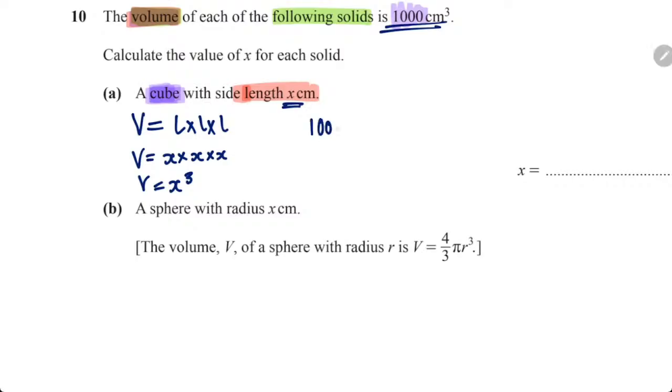1000 is equal to X cubed, because they say the volume is 1000 for all solids. Now what do you take? The power of 3, because you want X. You take it to the other side. It will become cube root. It will become cube root of 1000. This gives you X. What is that? It's 10.